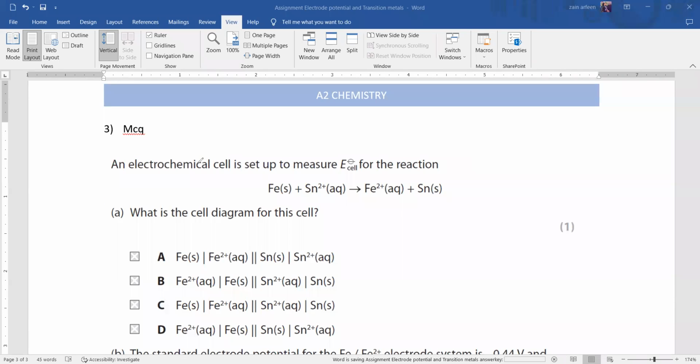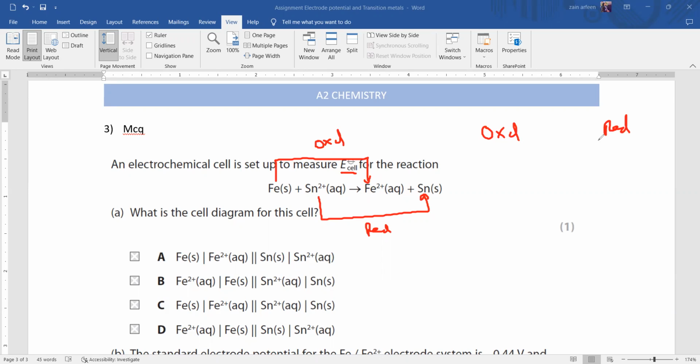In question 3, part A, an electrochemical cell is set up to measure the cell voltage. What is the cell diagram of this reaction? How can we work out the cell diagram? For iron, it turned into iron 2+ ion, so this change is oxidation. And for tin, it is a reduction. Because it's in a cell, the substance where oxidation happens should be on the left hand side, and the substance where reduction happens should be on the right hand side. The two are separated by the lines known as the salt bridge.